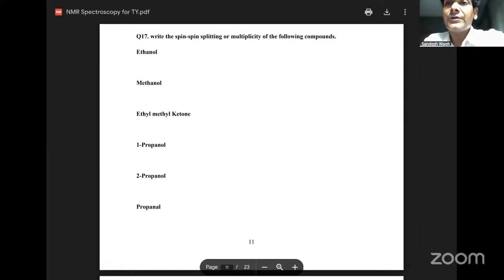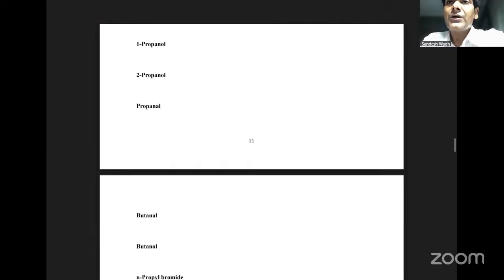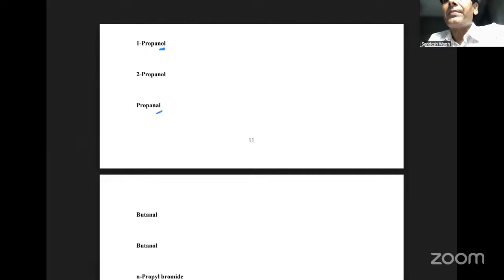Next is your ethanol, ethyl methyl ketone. Now let's have the propanol. Now propanol structure. Many times propanol and propanal you get confused. Propanol means alcohol. So this is your 1-propanol. So I'll write the structure CH3, CH2, CH2, OH. This is your 2-propanol. So I'll write that later on.